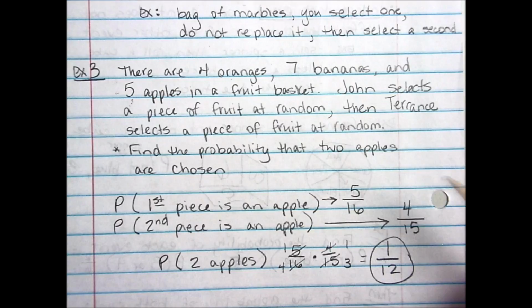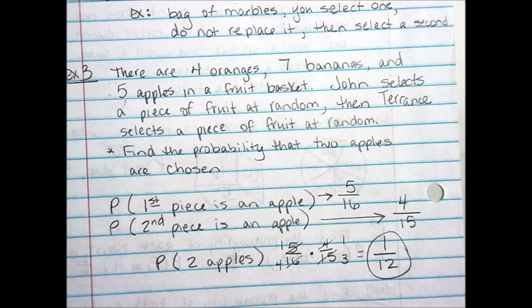So on this type of problem, when you have a dependent event, you must be very careful when you're selecting your second item. You must remember that because they were a dependent event, that one item was chosen to begin with, so that completely comes out of the selection.